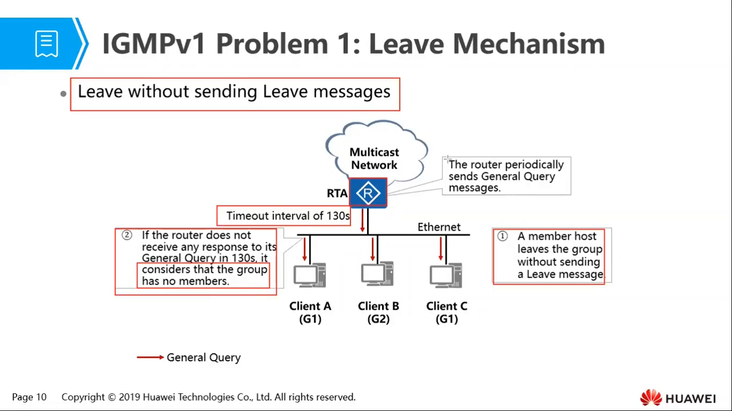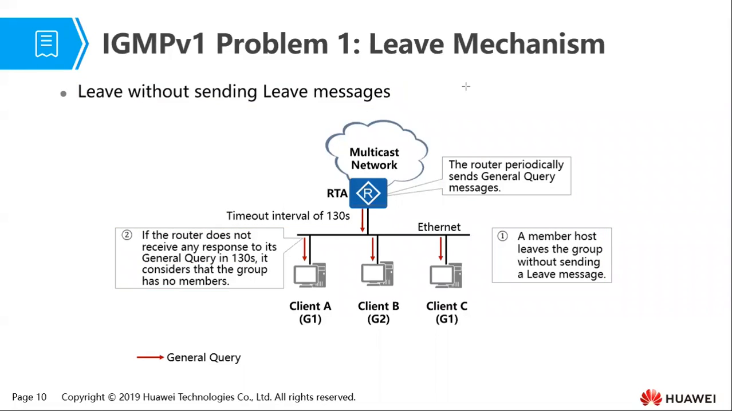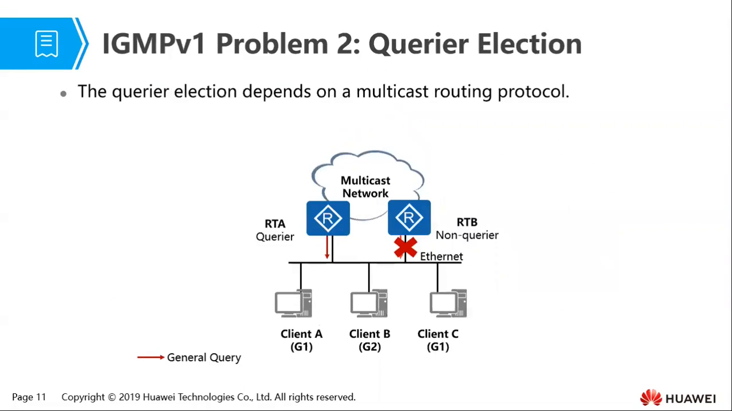So that is the other purpose of the general query message. The router will periodically send general query messages, and after 130 seconds, if no one responds from a particular group, it simply stops transmitting that multicast packet to the network segment, because it implies that no one is in that group. The second problem with IGMP version 1 is the Querier election.